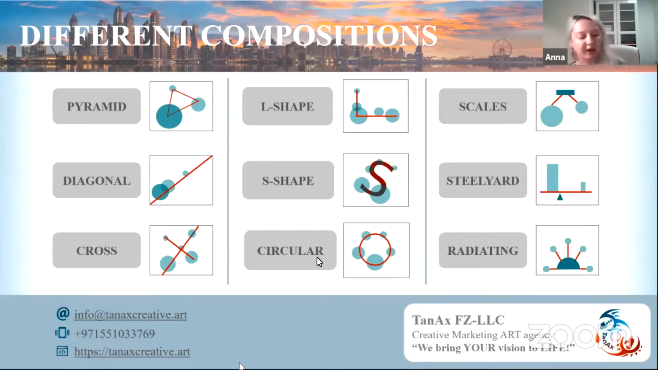Then also you have here a composition which is an S shape. If you have ever seen a painting of a road going through the field, most likely that was an S composition, and we will see an example later. And then circular composition. So circular composition is less popular now.